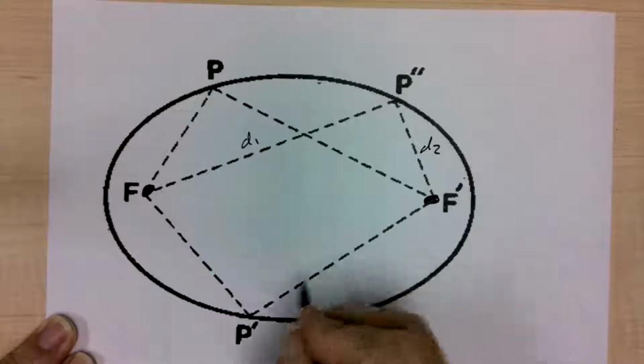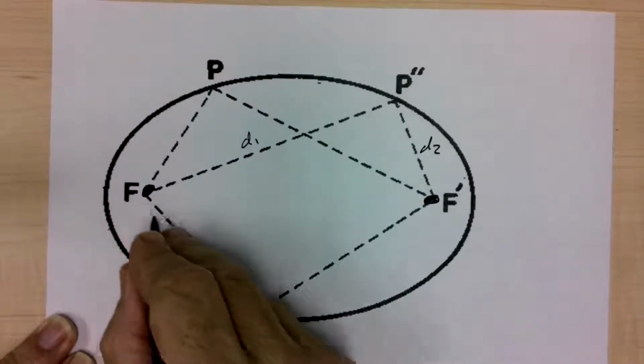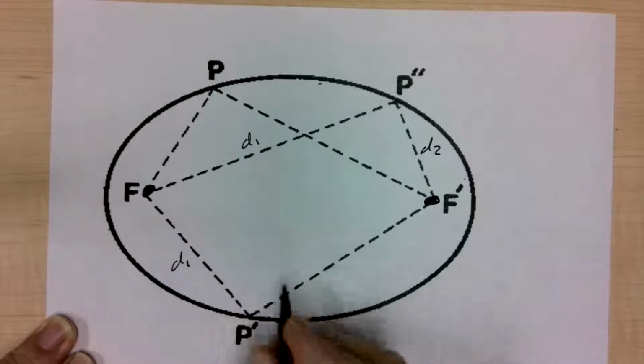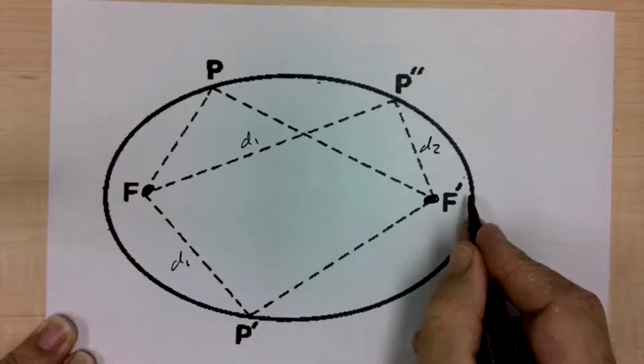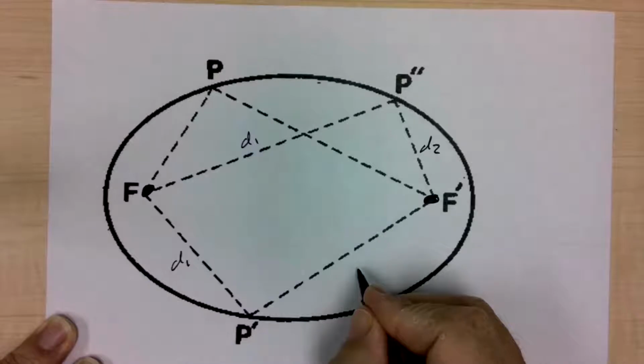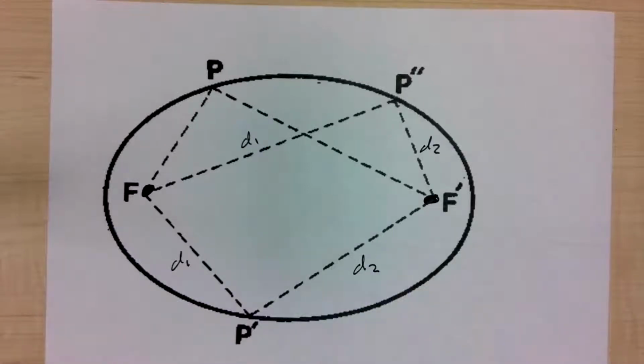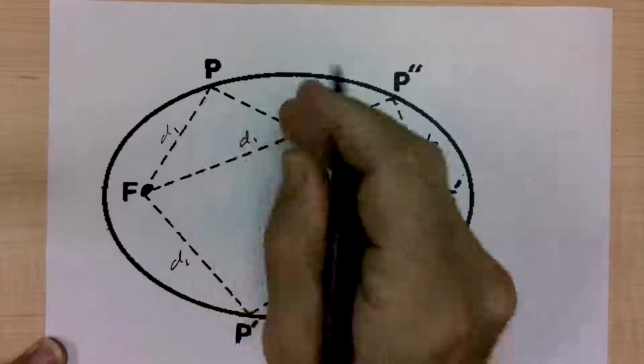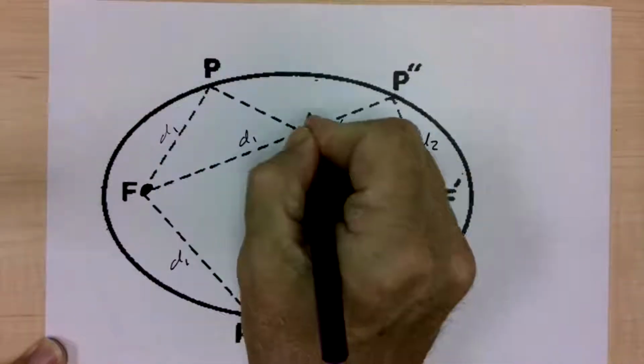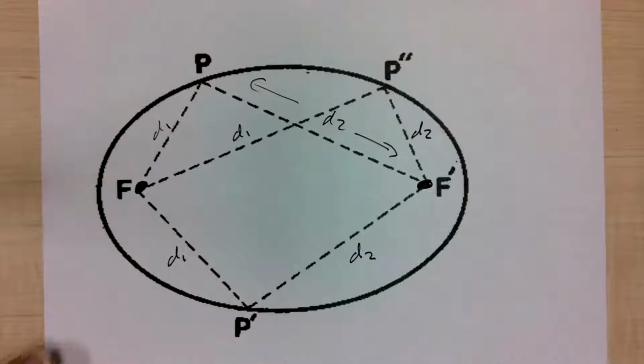If we're looking from this point, the distance from F to P prime is the same as the distance from F prime to P prime. Same thing here: this distance plus this distance, the sum of the distances, is the same. So an ellipse is the set of points such that the sum of the distances from the two focus points is constant. So how do we graph one? That's our geometric definition, and we'll keep that in mind. But we'll take a look at the following example.